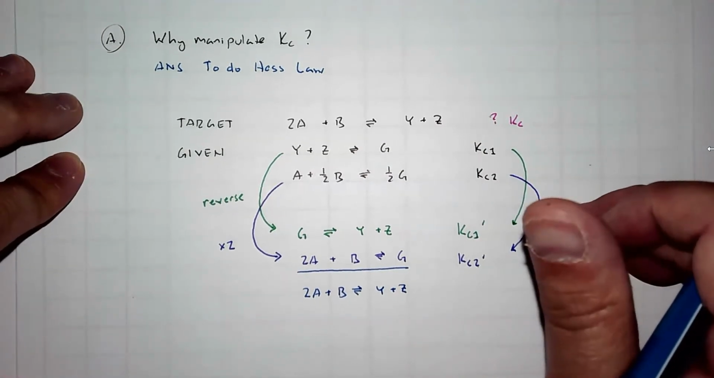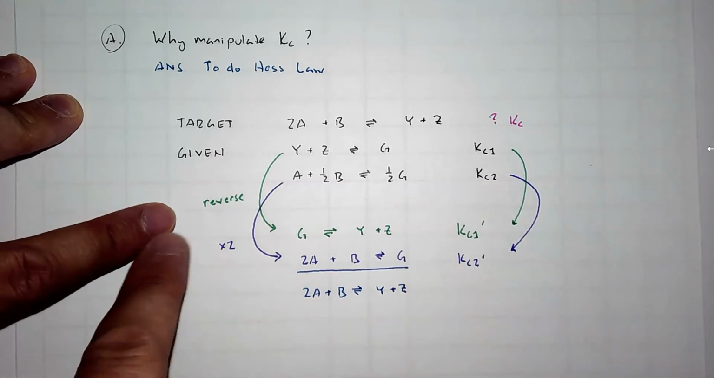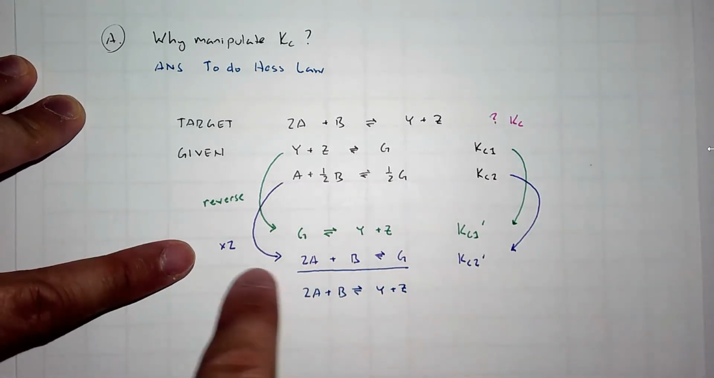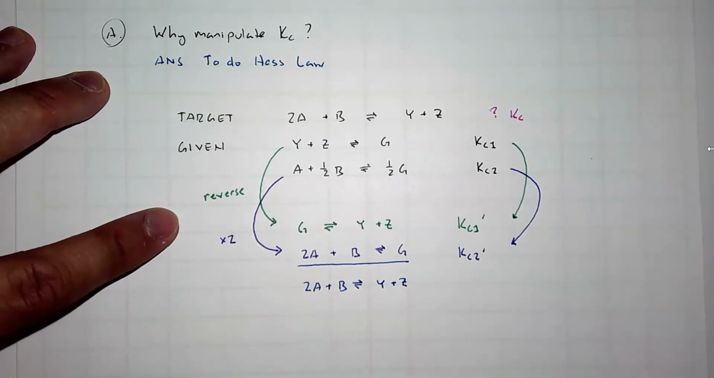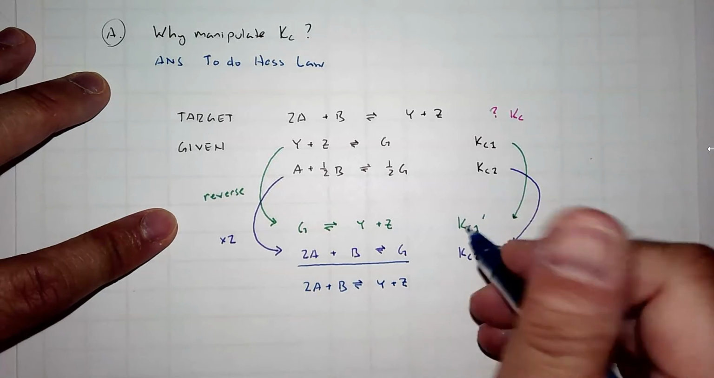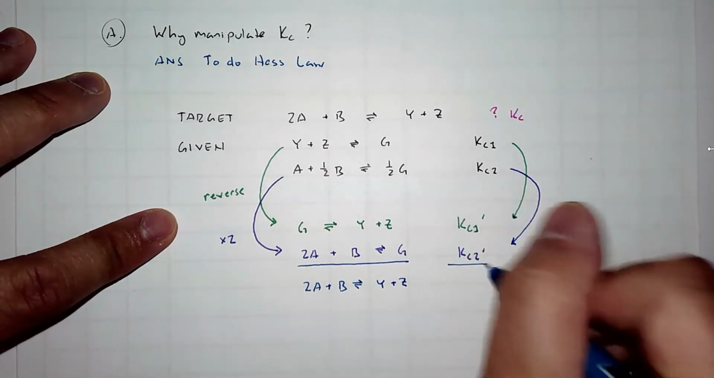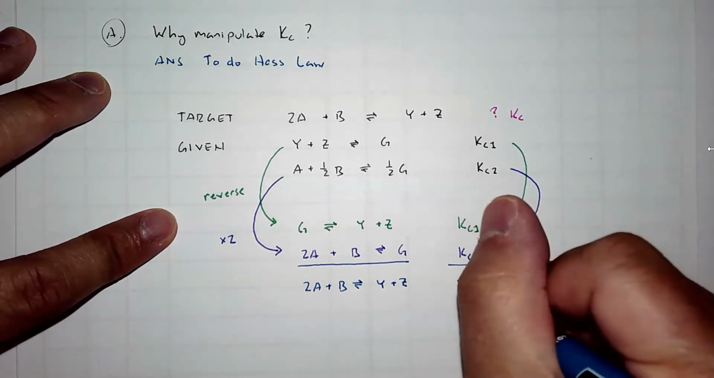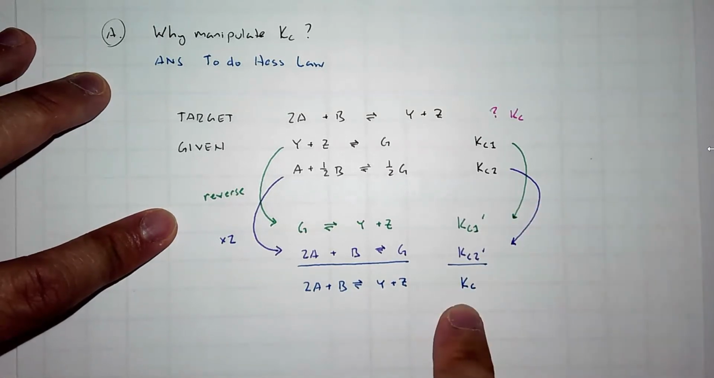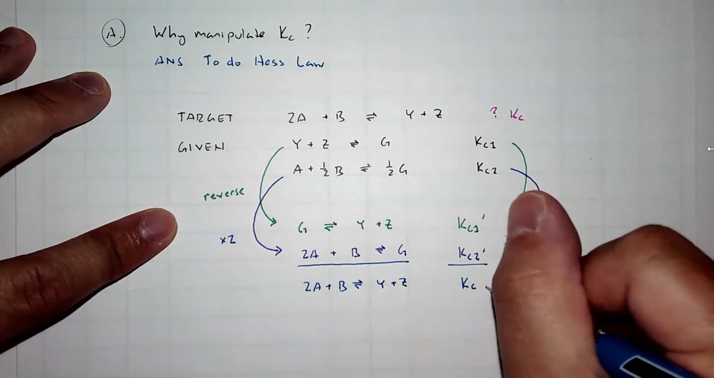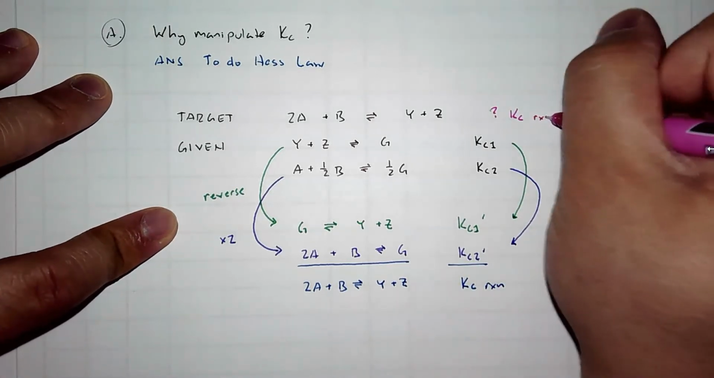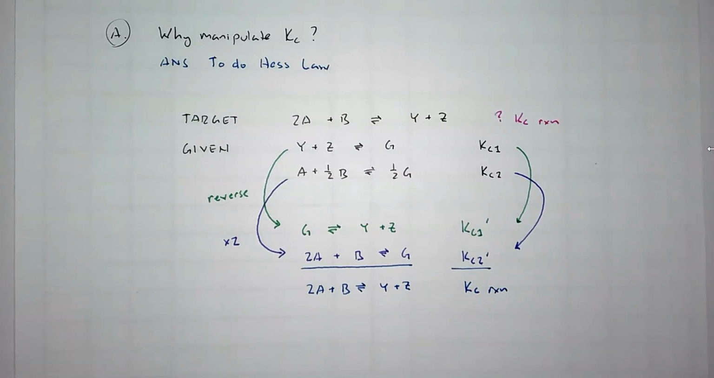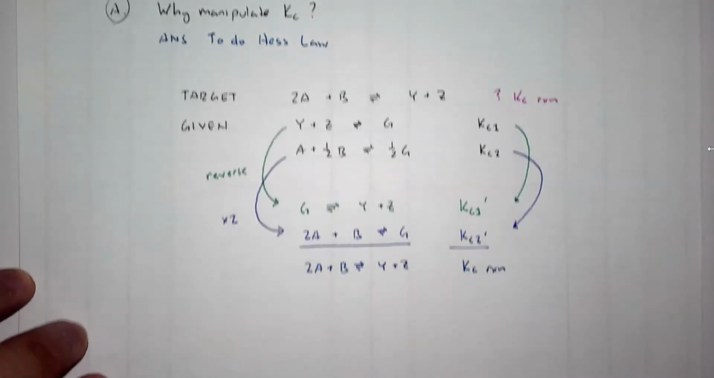Are you ready for the rules? What do you do with Kc if you reverse it? What do you do with Kc when you multiply by 2 or some other number to get the correct coefficient? And finally, what do you do to the Kc's to get the new Kc, the Kc of the reaction? That is part B, the rules for manipulating Kc.